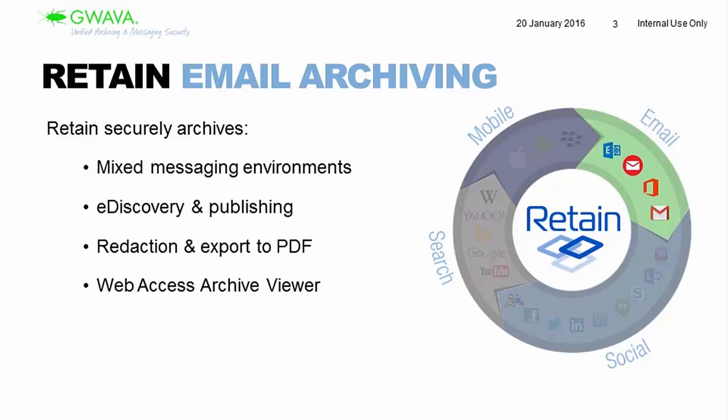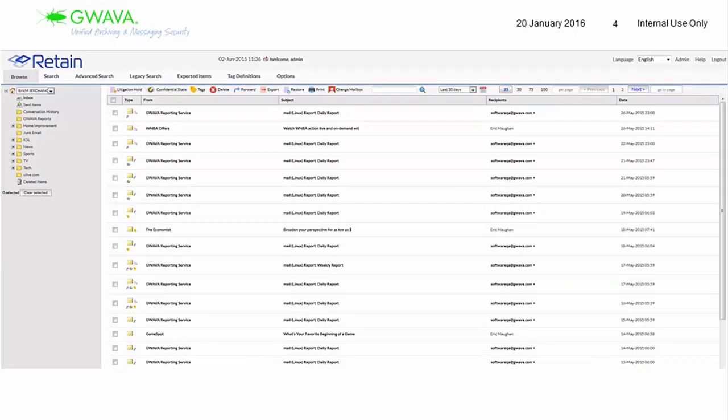And from within Retain, there's great ability to search and the ability to perform e-discovery and publish and perform redaction and export to PDF. And I'll be showing a little bit of that here as we're going through. And here is a view of the Retain archive. This is the Web Access Archive Viewer.